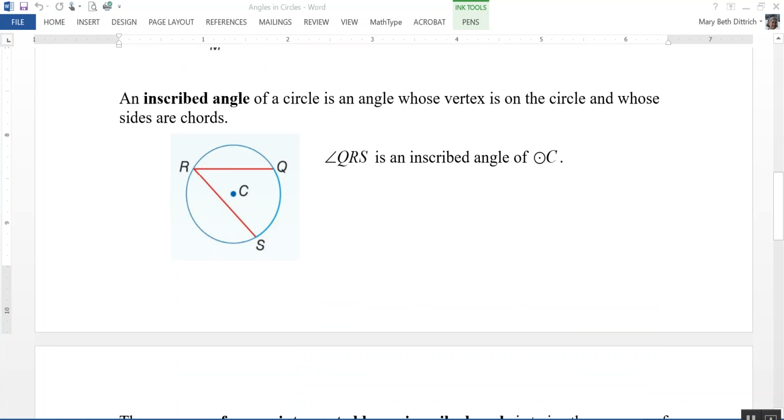An inscribed angle of a circle is an angle whose vertex is on the circle and whose sides are chords. So an inscribed angle is literally written inside the circle. Notice that its vertex is not the center, as with a central angle. Its vertex is actually a point that is on the circle. Here we have angle QRS, and you'll notice that QR is a chord and RS is a chord, and our vertex R is on the circle itself.